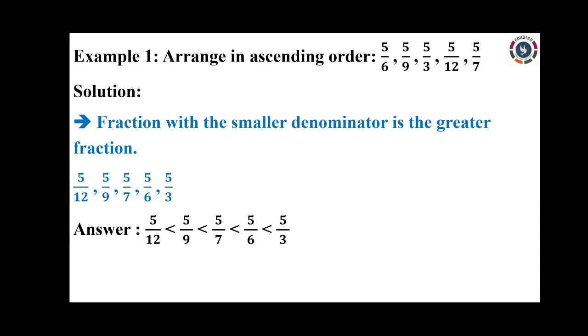The greater denominator fraction is the smaller fraction. So when ordering in ascending order, we have to start from the greater denominator fraction to the smaller denominator fraction.